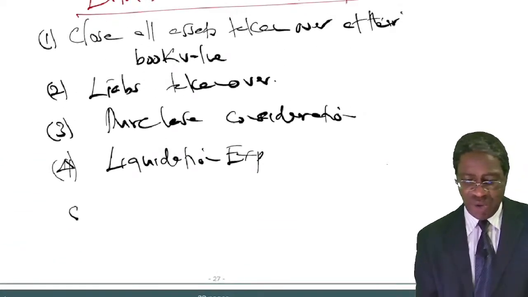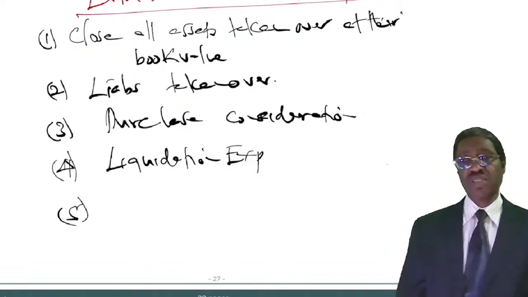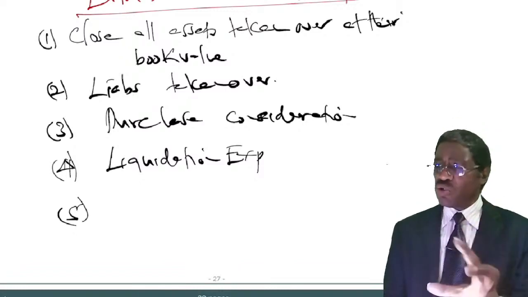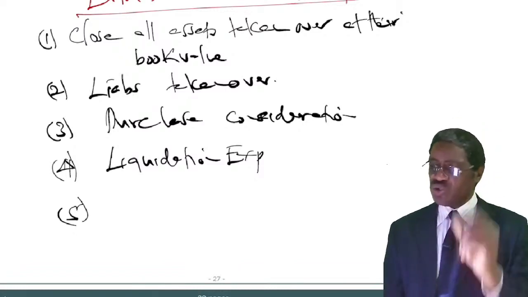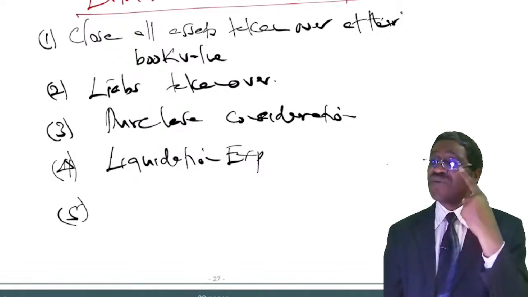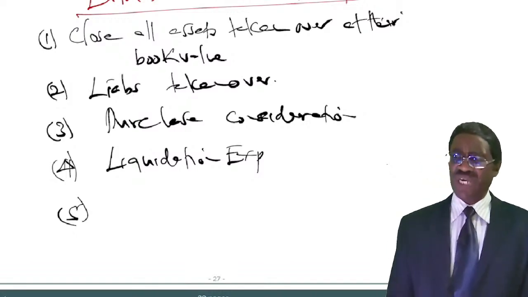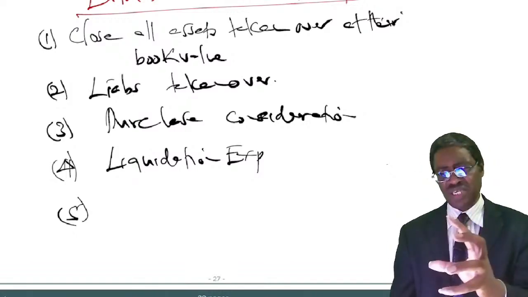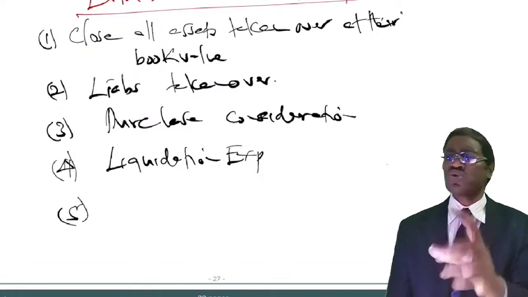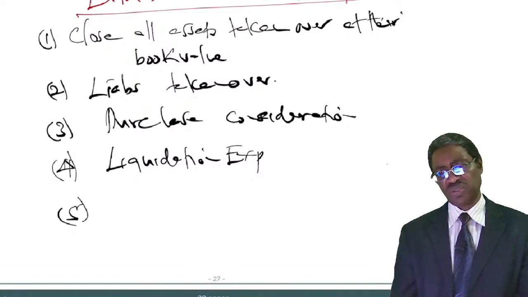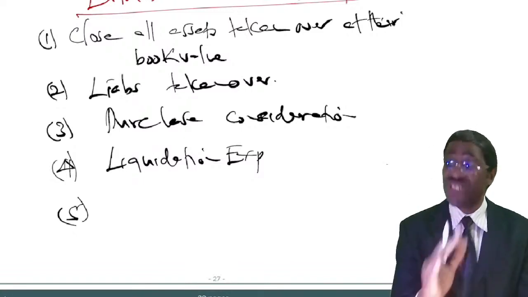For number 5, I want to take you back to number 1. Number 1, I said, close all assets taken over at their book values. Suppose you company A have an asset, let's call it maybe motor vehicle, which company B does not want to take over from you. I've told you, company A must liquidate themselves.